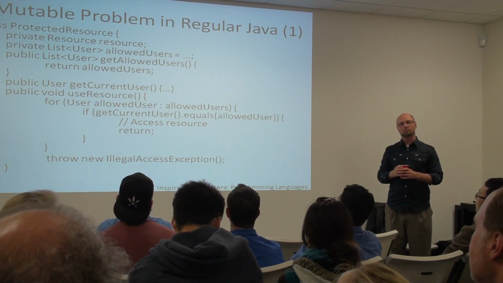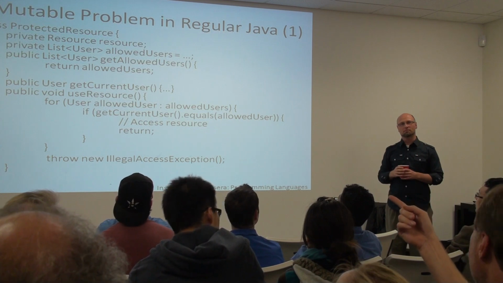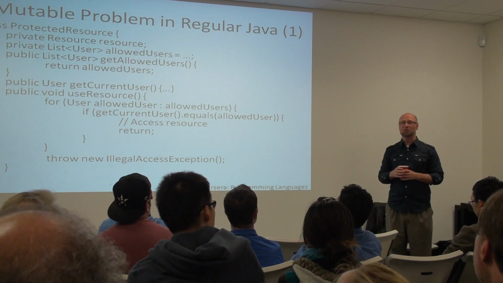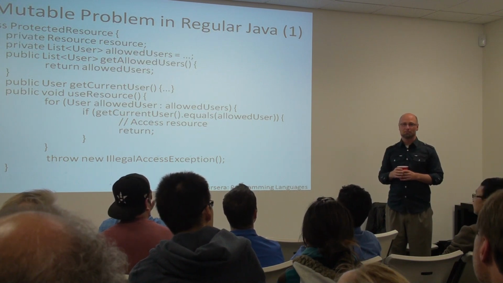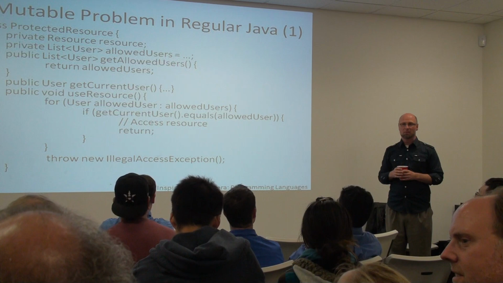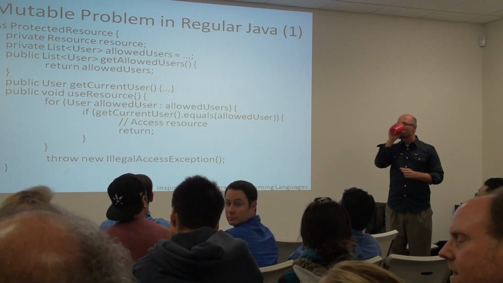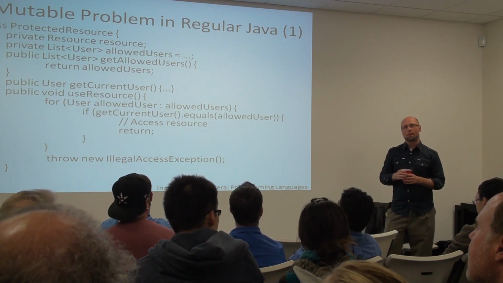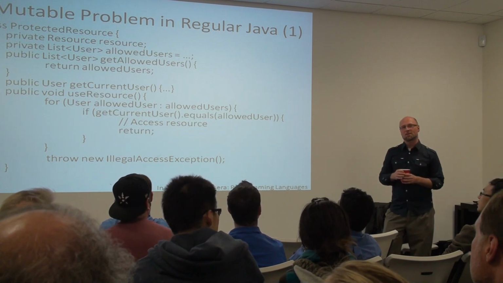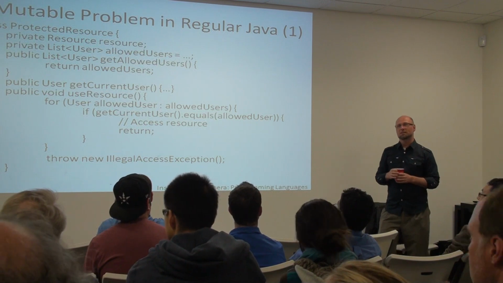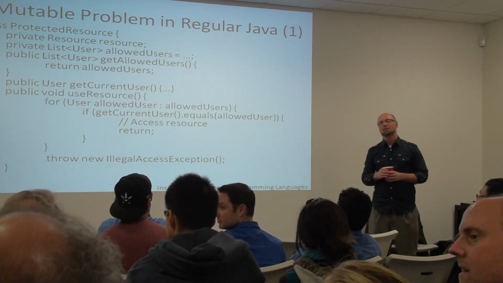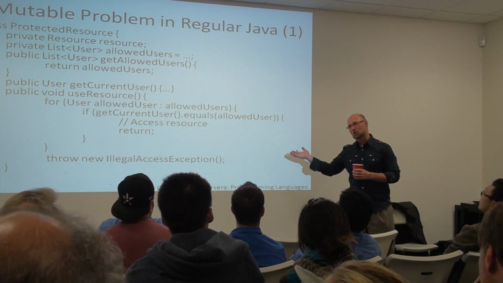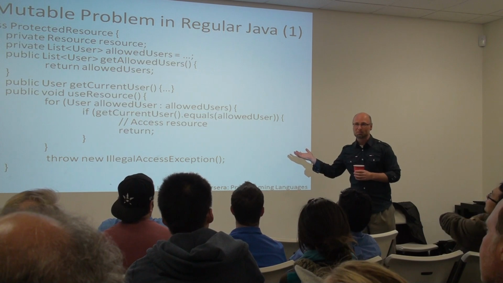So the point of this whole thing is that you gave out a public reference to that mutable list? That's exactly right. It's such a common thing to do that most people don't even think about. And you could even have private final lists of allowed users, and it would make no difference at all. Collections.unmodifiable? But then you couldn't change it, right? And now you have another problem.